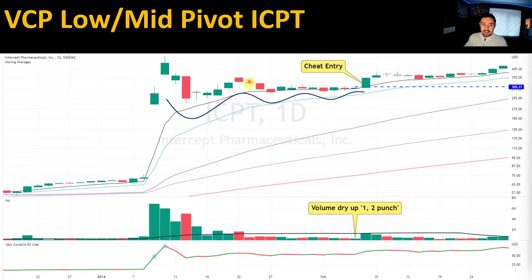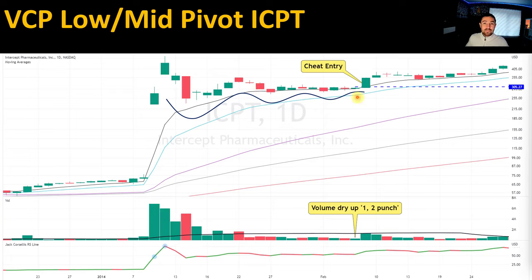So you could be thinking on this bar here, well, this is where the volume has dried up. It's a tight bar. Yes, but it's extended from the 10 EMA. So what I would say is when you're doing this and you're studying and you're building out your own model book, look for price to at least be around the 10 EMA.